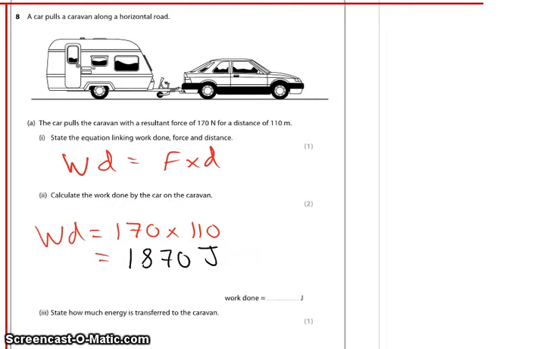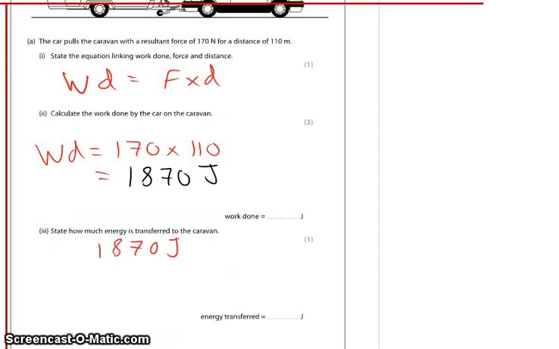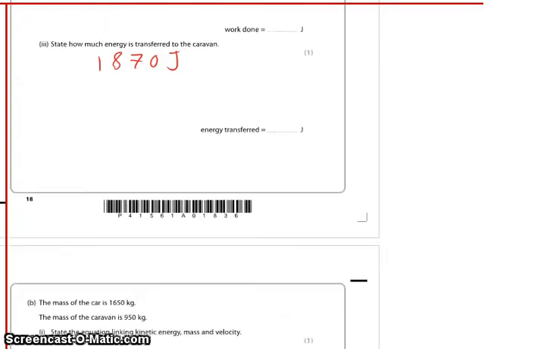Okay. How much energy is transferred to the caravan? Well, if we assume that it's a 100% efficient process, then we can say that the same amount of energy is going to be transferred, because work done is energy. If you do 1,870 joules of work on something, then it should gain 1,870. We are making an assumption when we do that, though. We're assuming that there's no energy losses through friction or air resistance or any processes like that.